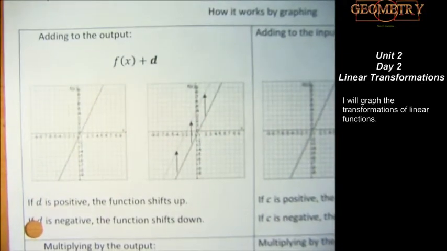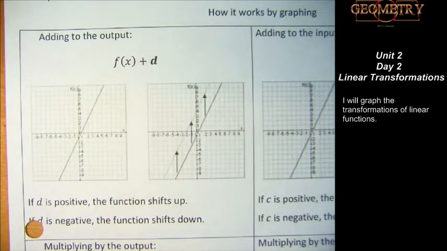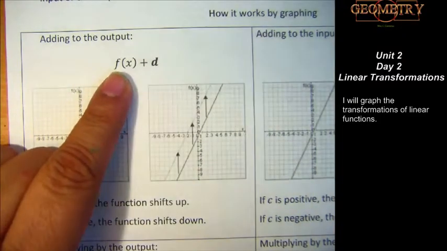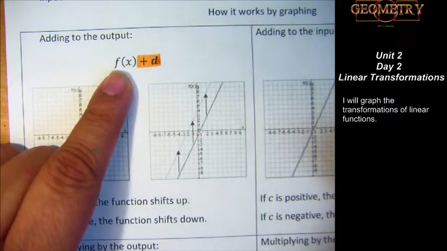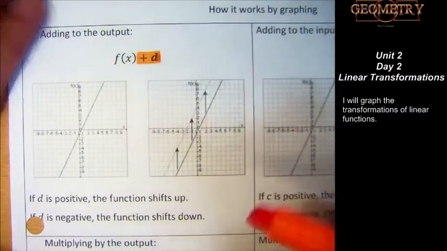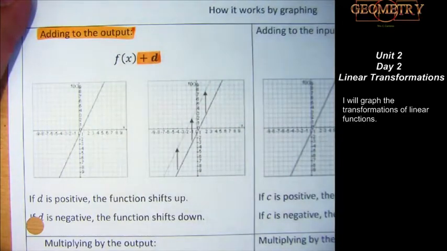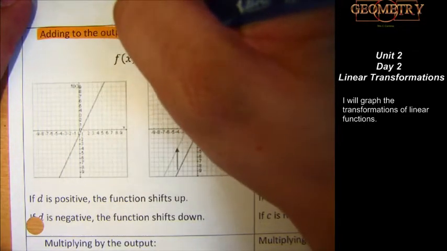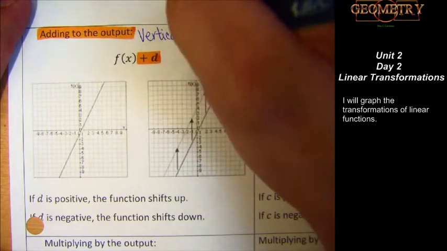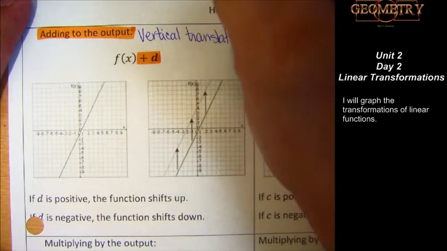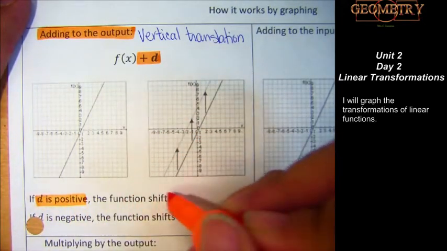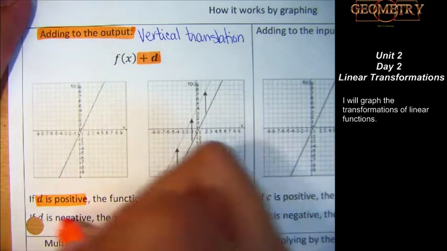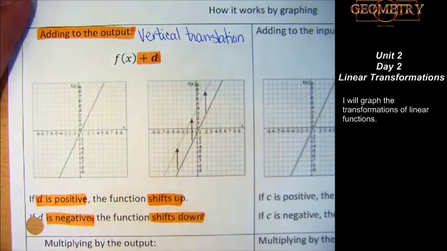This is a change when we add something to the output of the function. So I have some function f of x, and I'm going to add something to the tail end of it. Whenever I'm adding something to the output, it's going to be called a vertical translation. And when the thing that we're adding is a positive number, we're going to go up. And when the thing is a negative number, we're going to go down. Seems pretty easy, yes?